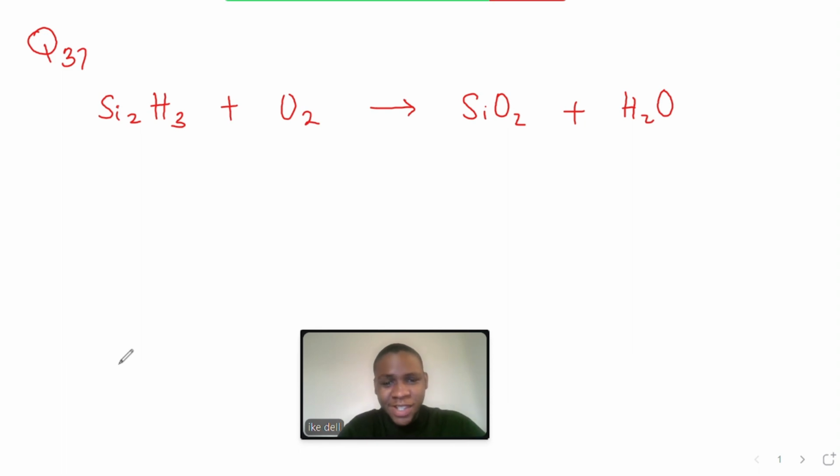Okay, so look at this one. If you're wondering what to do first, what to balance first, a lot of people will be drawn towards looking at my silicon here, Si, that's 2 on this side, and here is just 1. So maybe they would like to start by balancing the silicon first, introducing a 2 at that point.